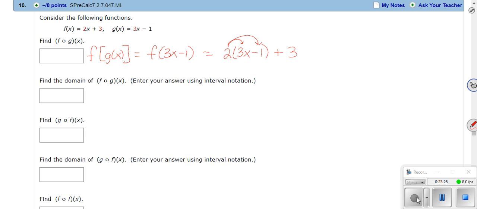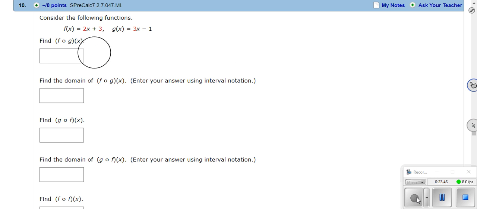Now the domain. Again, you're looking at your end result for the domain. We don't have any radicals, we don't have any denominators, so the domain would just be negative infinity to infinity. I just wanted to show you another one of those. So, moving right along.